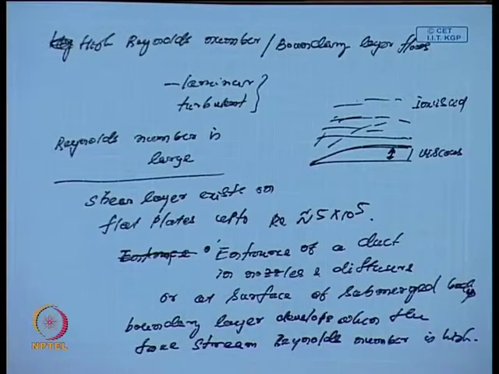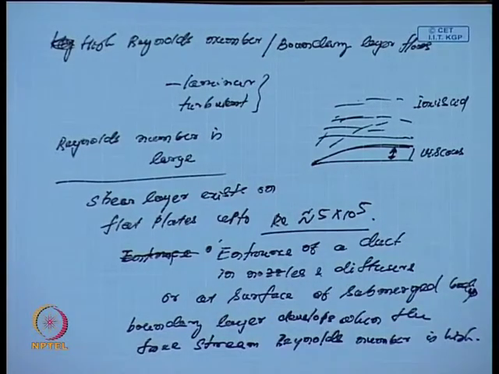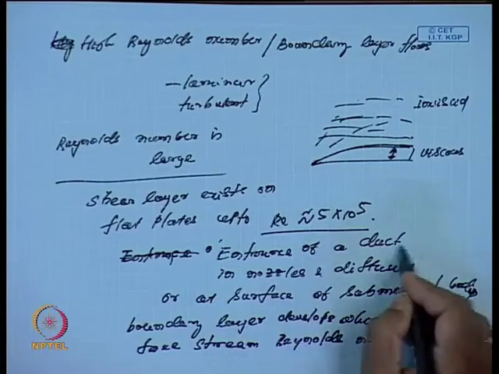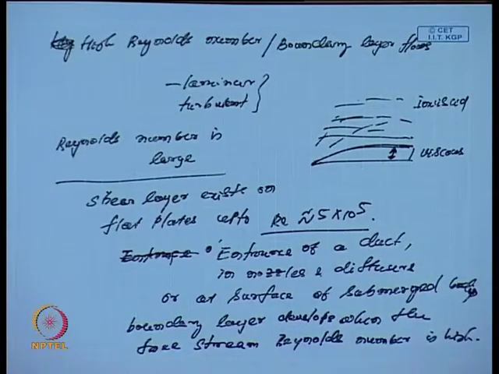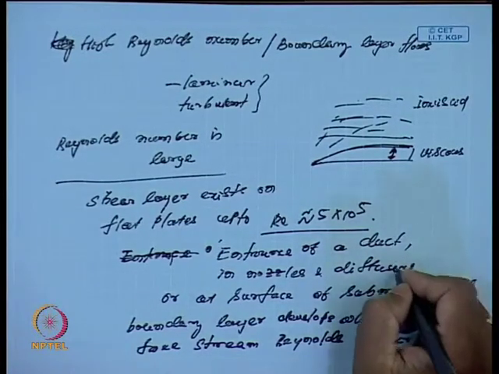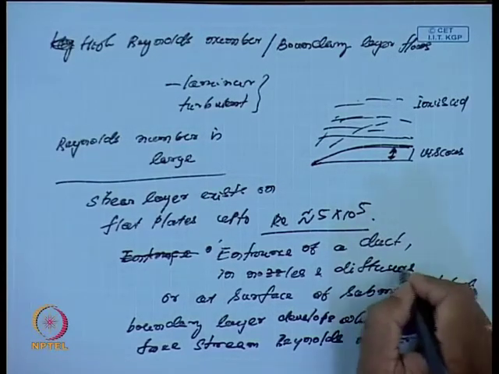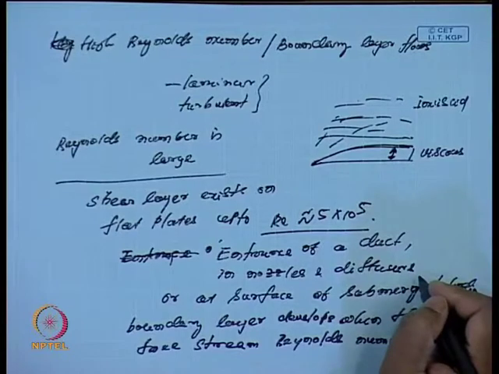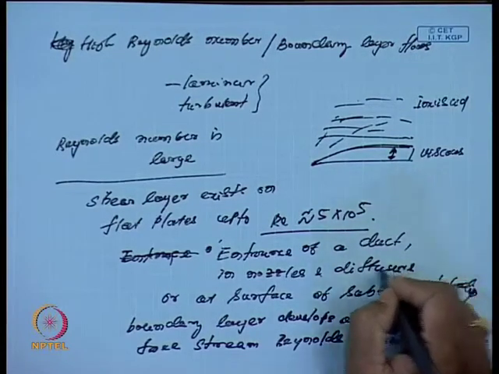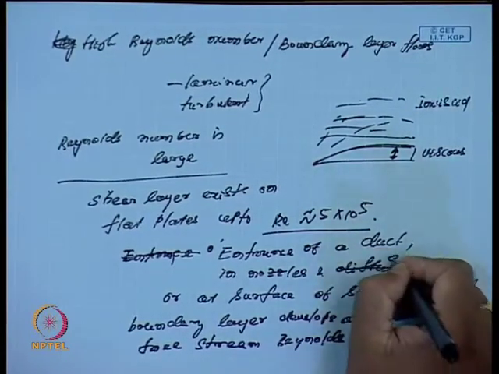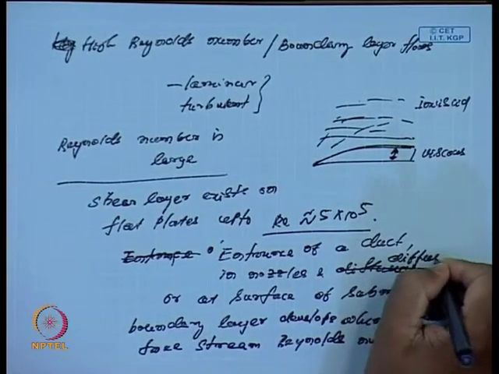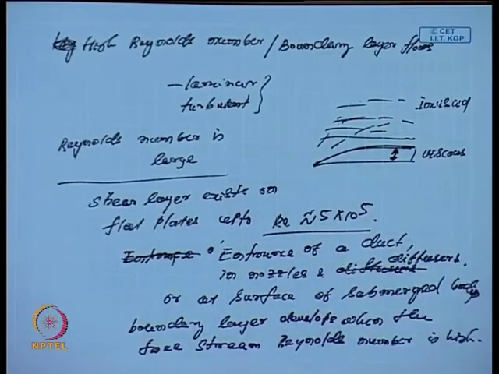This is another example. Here we can see that it is a large number even for a flat plate, at the entrance of a duct, in nozzles, and in diffusers. At the surface of submerged bodies, a boundary layer develops.